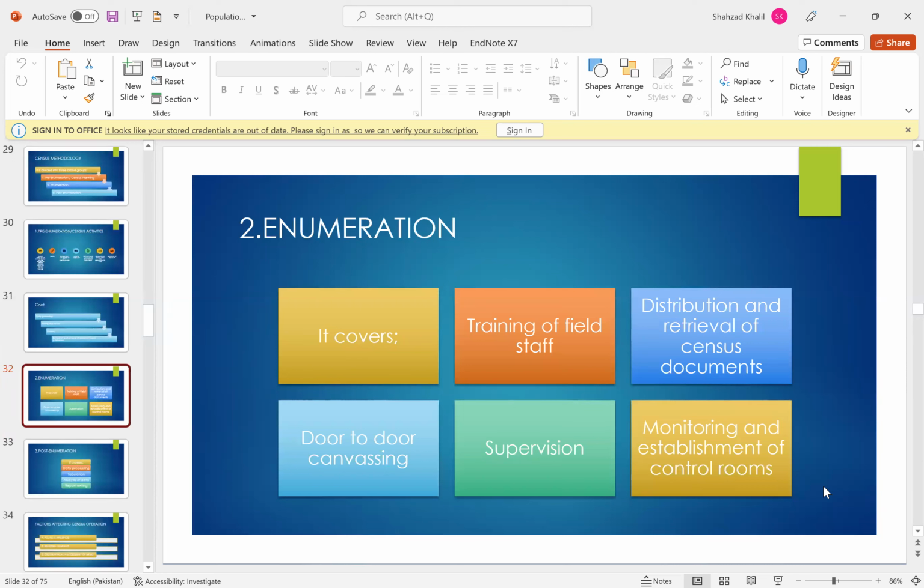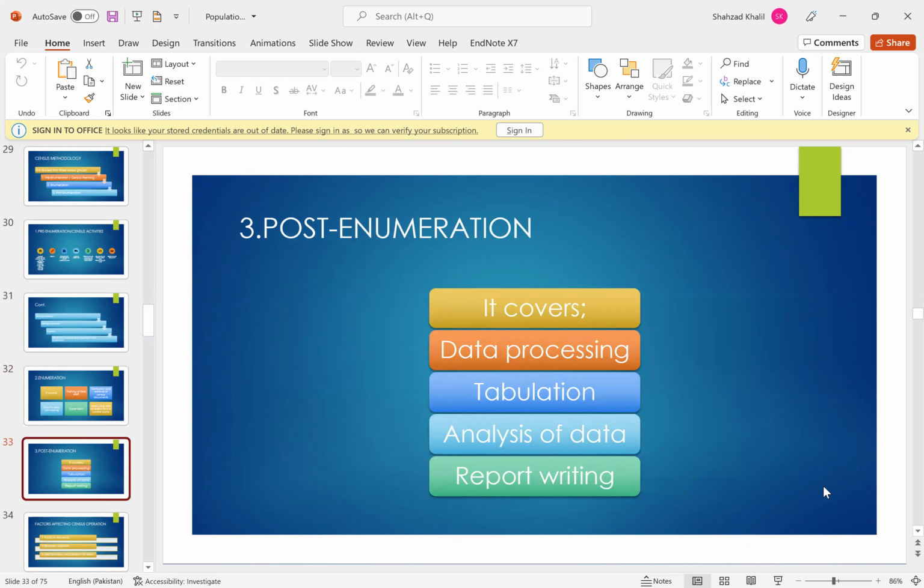Second one is the enumeration. This process covers the training of field staff, distribution and retrieval of census documents, door-to-door canvassing, supervision, monitoring and establishment of control rooms. Last is the post-enumeration, and it covers the data processing, tabulation, analysis of data, and report writing.